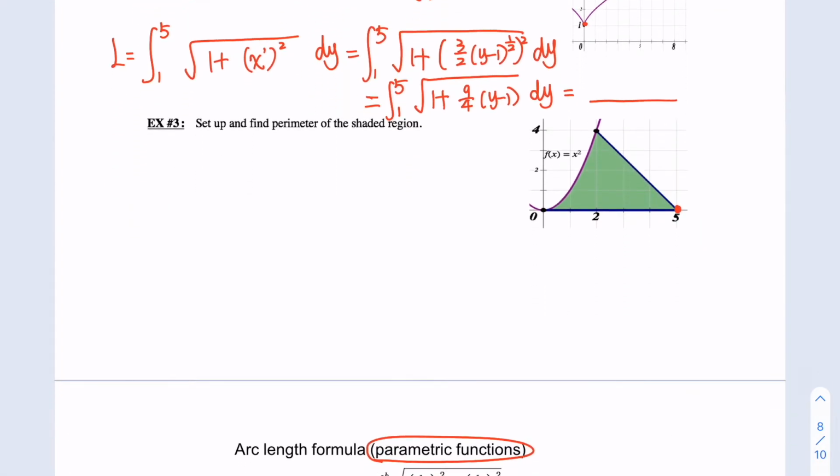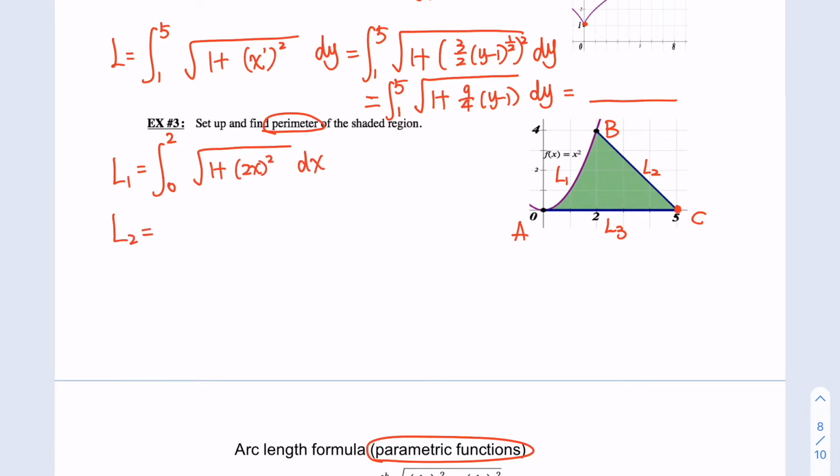Example number 3. Given this, find the perimeter of the shaded region. If you look at the perimeter, we have 3 pieces. I'll call them A, B, C: L1, L2, and L3. So we have to find each of the lengths. L1 will be the integration from 0 to 2 of the square root of 1 plus y prime squared, where y prime is 2x, dx.